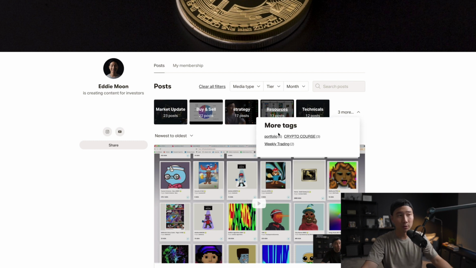If you click on three more, you'll see portfolio. This is where I give monthly portfolio updates and what I'm holding, why I'm holding them, and price targets I'm looking out for. I also go over a lot of technicals within my portfolio.